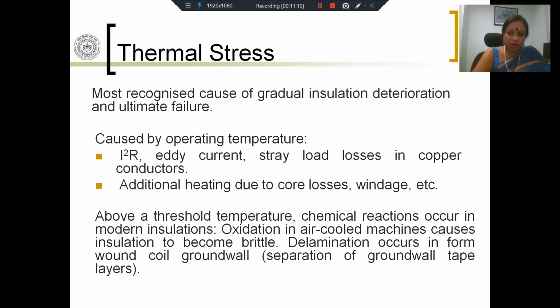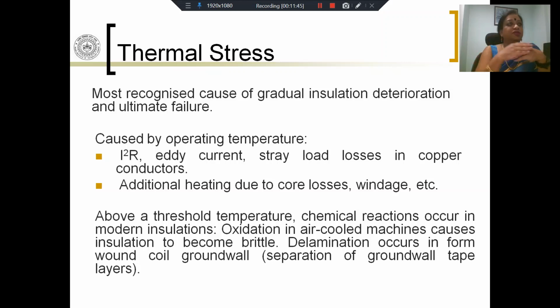So when the insulation heats up, to a certain extent, there is no problem. But above a threshold temperature, generally certain chemical reactions are initiated, especially for modern insulation. When we talk about modern insulation, we are talking about new glass materials, or polymeric materials. So certain chemical reactions begin to occur at elevated temperatures. As long as you are below this temperature, you do not have a problem. There is no aging in the material.